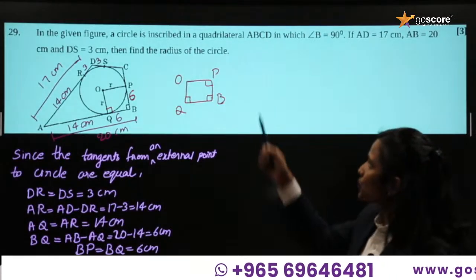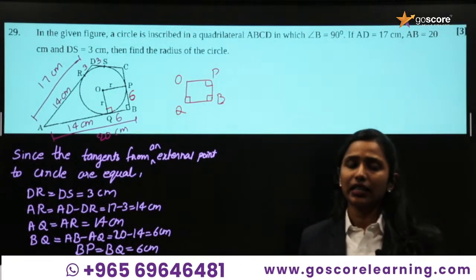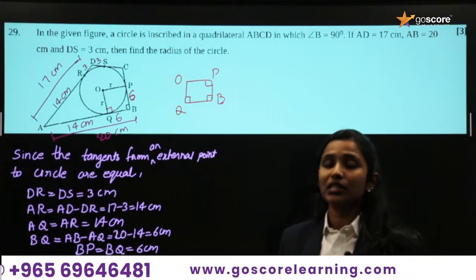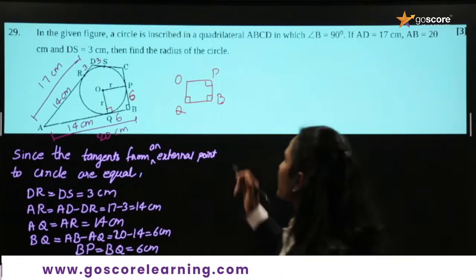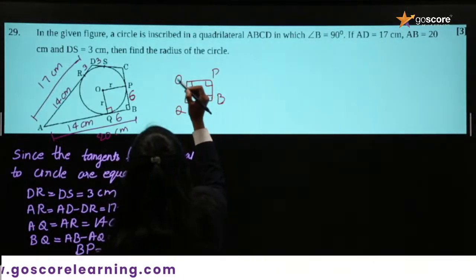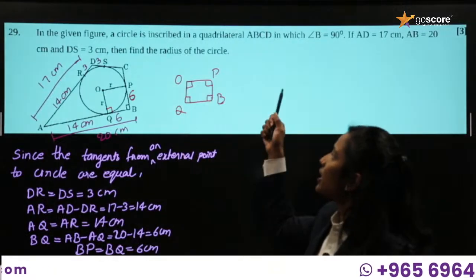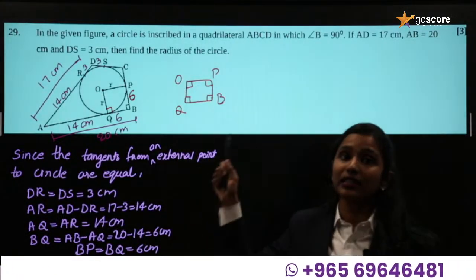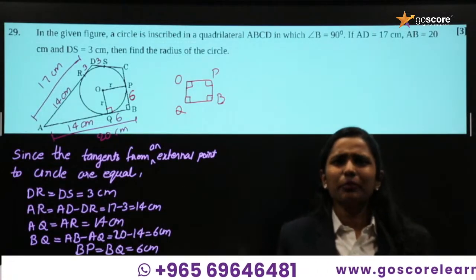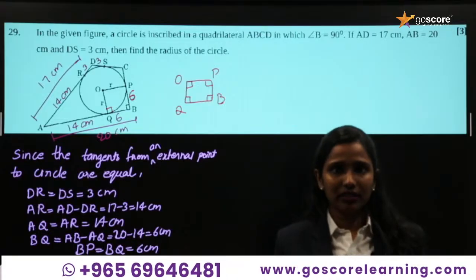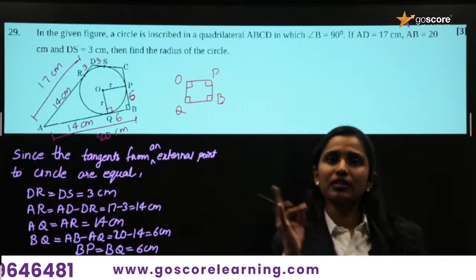So, in this quadrilateral OPBQ, we are having three angles 90 degree. Then by angle sum property, all four angles will sum up to 360 degree. So we will be getting this angle POQ is also 90 degree. So in this quadrilateral, all angles are 90 degree. Then what is the possibility? It can be a rectangle and can be a square, right? If all angles of a quadrilateral are 90 degree, then it can be either rectangle or square.